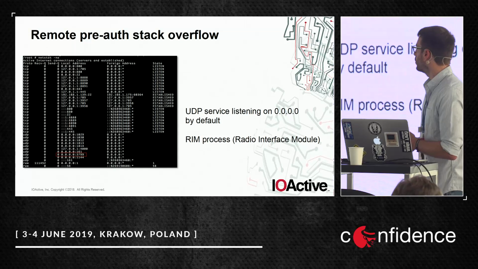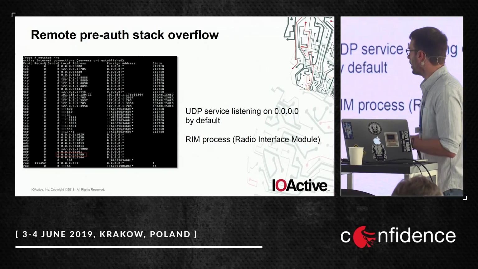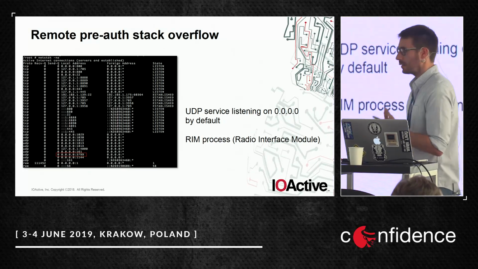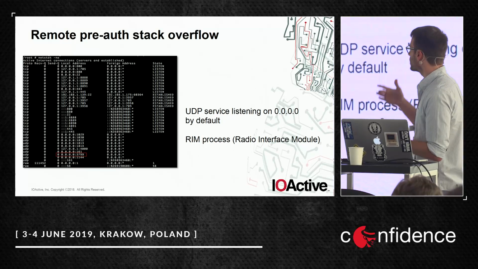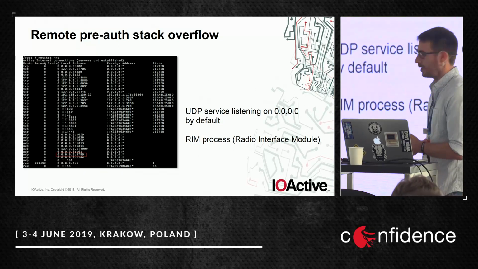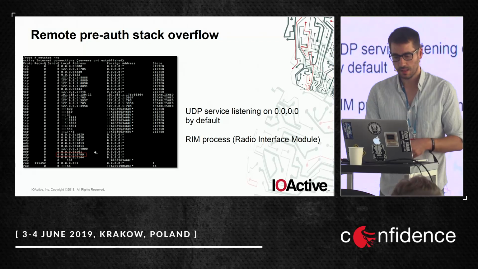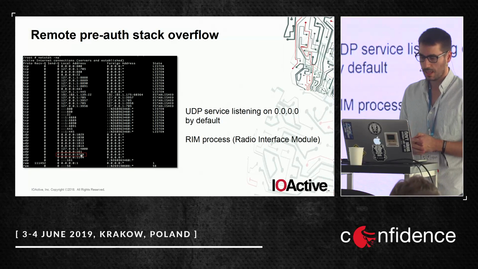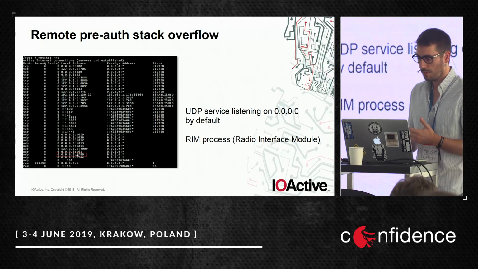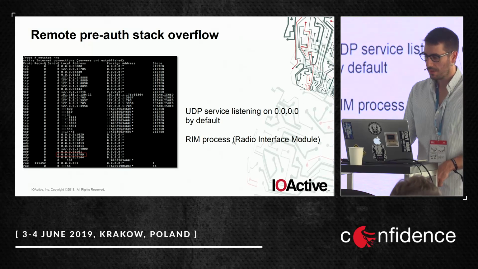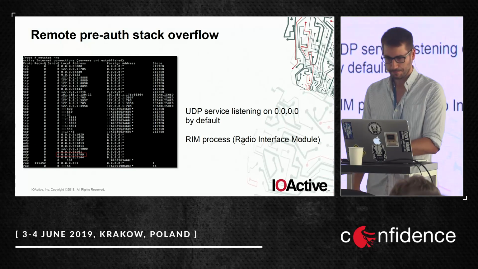So we can start to analyze more stuff in a dynamic way. We can debug processes. We can see which services are running by default. We can see, for instance, that UDP port 3799 is listening on all the interfaces by default, which is the radio interface module process in this case.